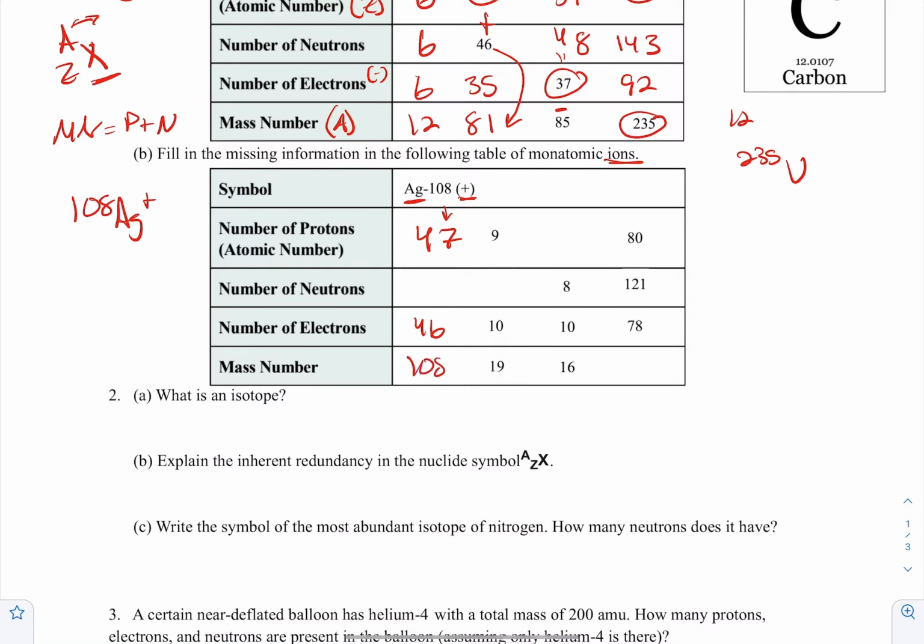They tell me the mass number here is 108, just given right there. So number of neutrons is just 108 minus 47, because we want to take away the protons, and that would give me 61 neutrons.